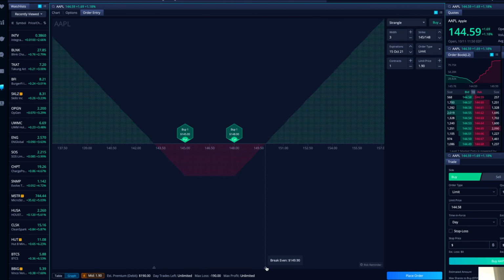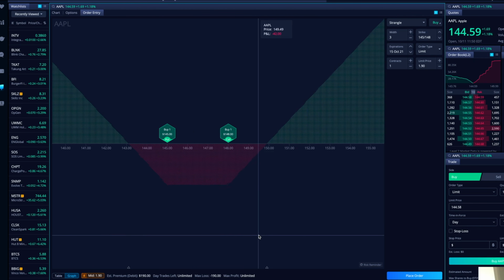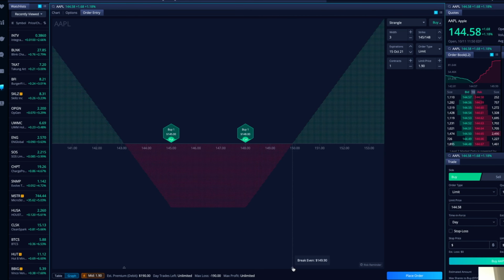In this case, our break even to the upside with a width of 3, let me zoom in a little bit more. Our break even to the upside would be Apple at 149.90, and our break even to the downside would be 143.10. This is also going to cost me $1.90 per strangle. So it's going to be a little bit cheaper than what we were looking at before. But again, there's more room for us to hit our max loss. So we got to make sure we're aware of that.